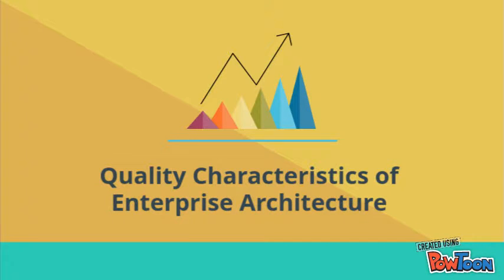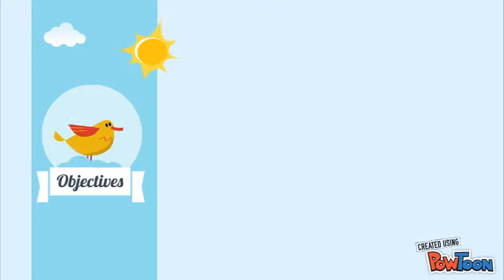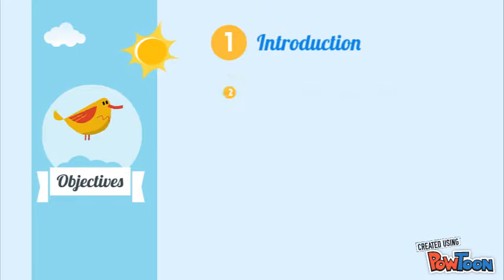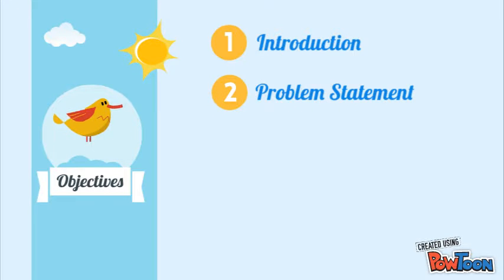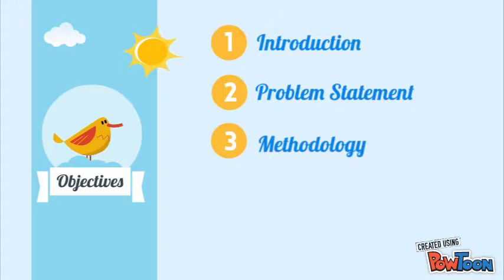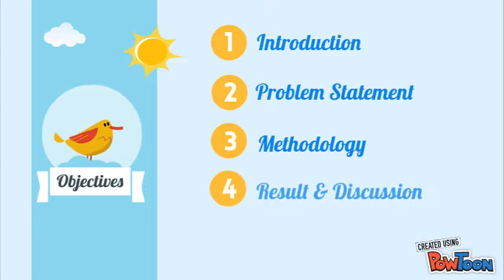This video talks about the quality characteristics of enterprise architecture. The information is extracted from a paper written by Hayami. In this video, I will first talk about the introduction of this topic and then the problem statement stated by the author, the methodology to conduct this study, and also the result and discussion. And last but not least, the conclusion.